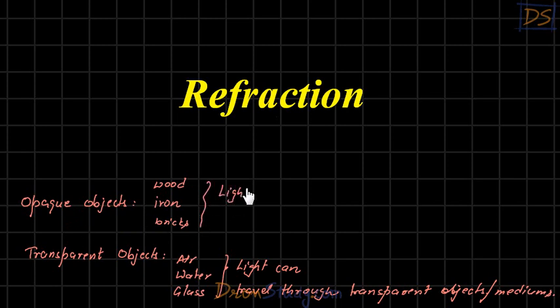So we can write: light cannot travel through opaque objects. You understand my point, right? So it's a very simple thing.